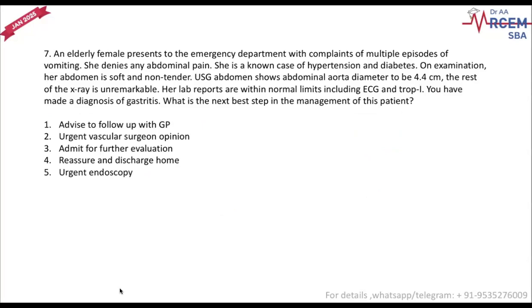An elderly female presents to the ED with complaints of multiple episodes of vomiting. She is associated with abdominal pain. She is a known case of hypertension and diabetes. On examination, the abdomen is soft and non-tender. Ultrasound examination shows aorta measuring about 4.4 centimeters. The rest of the ultrasound scan should be unremarkable. Her lab reports are within normal limits. ECG and troponin are normal. You have made a diagnosis of gastritis. What is the next best step in management of this patient?